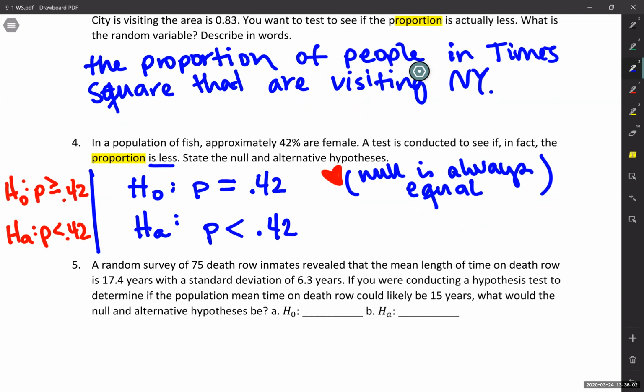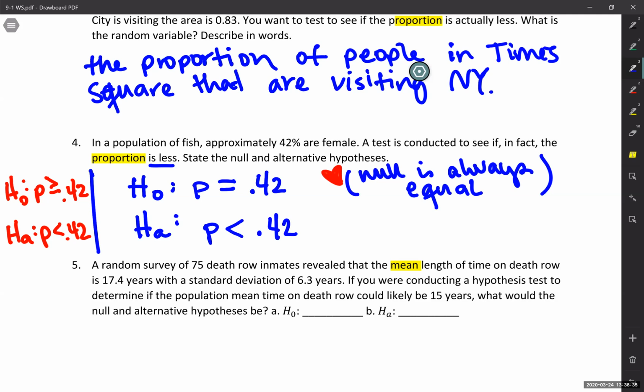Okay, number 5, we have a random survey of 75 death row inmates. Reveal that the mean length, okay, so I'm already noticing that we're talking about the mean. The mean length of time spent on death row is 17.4 years with a standard deviation of 6.3 years. If you're conducting a hypothesis test to determine the population mean time on death row could likely be 15 years, what would those 2 hypotheses be?